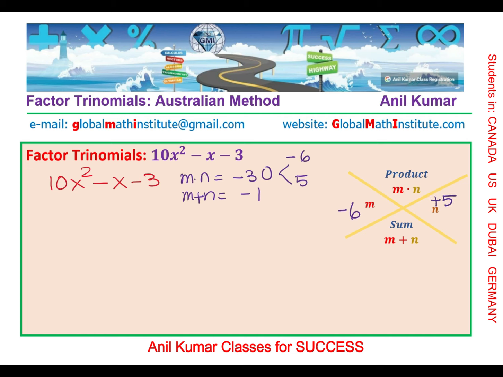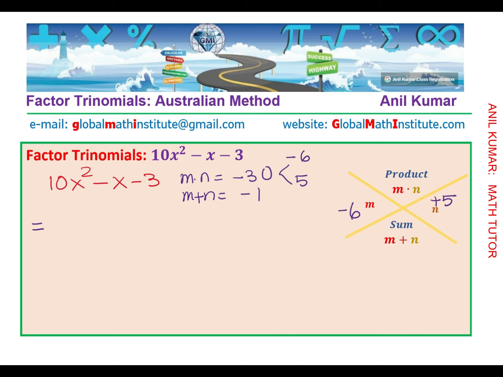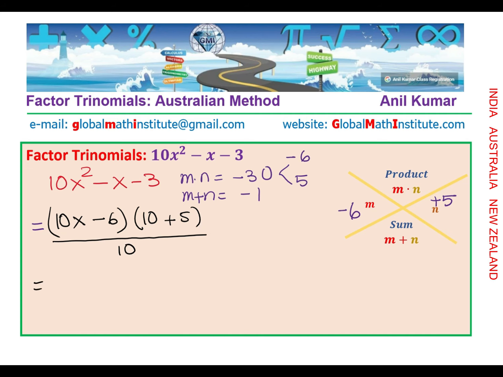That should work. So if I have to factor this, then it should look like what? Well, we write 10x, the first factor being minus 6 and the other with 10x is plus 5. And we're going to divide this by 10. Once again, you need to split 10, right? So in most of the cases, you'll find that you have to split the denominator into its factors. So here we are looking at two terms, right? One is 10x minus 6, the other one is 10x plus 5, right?